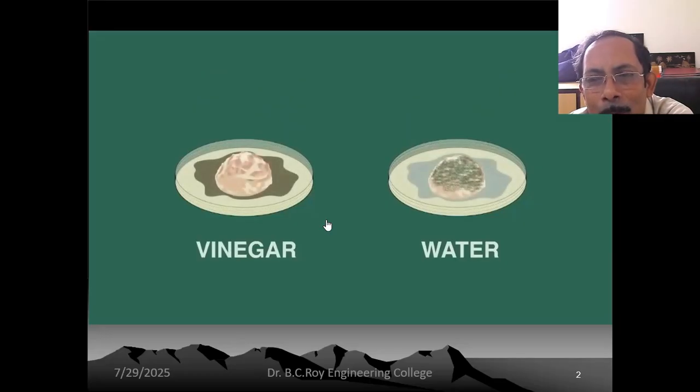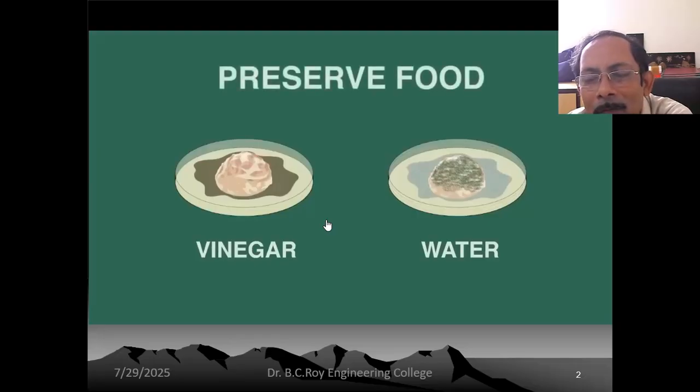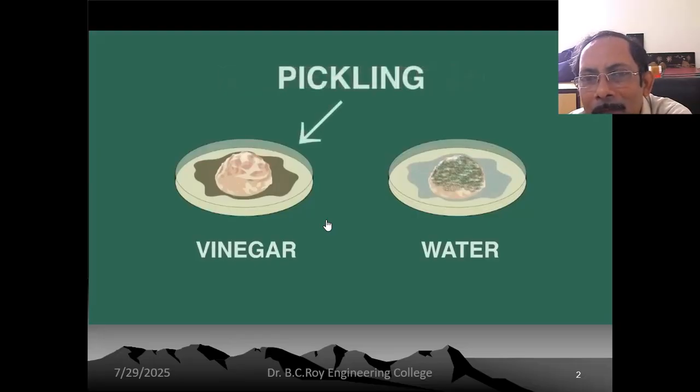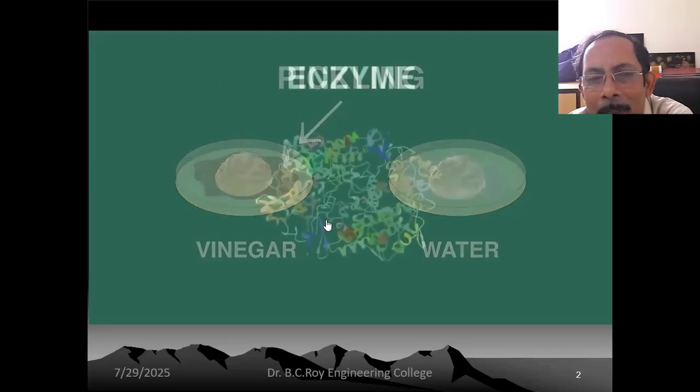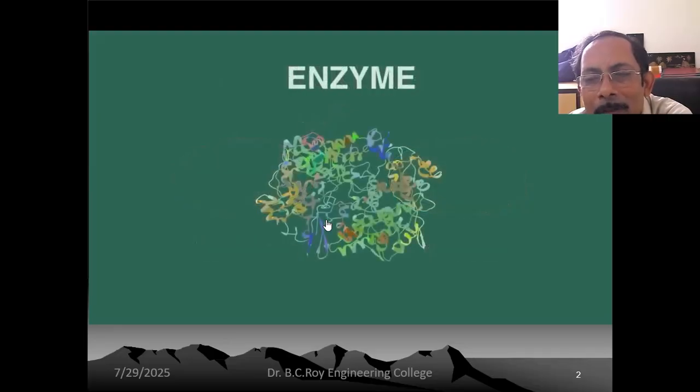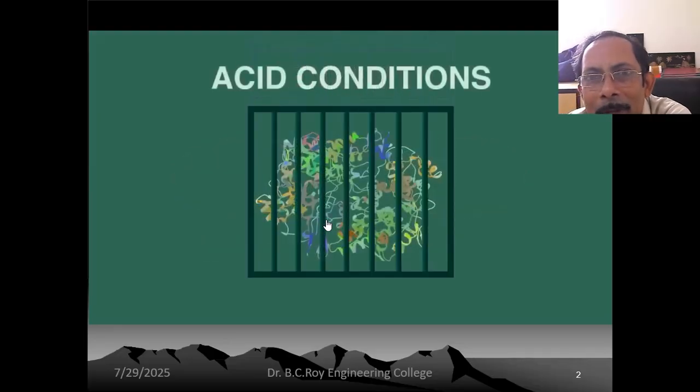In fact, we use vinegar to preserve food. In vinegar food is protected, but in water it is getting fungal formation quickly. This is the case because certain enzymes which are vital for growth are unable to function in acid conditions, protecting the food from the bacteria.